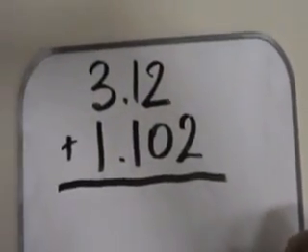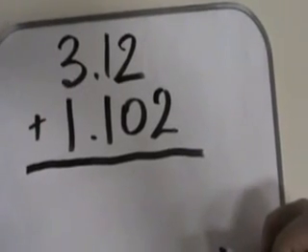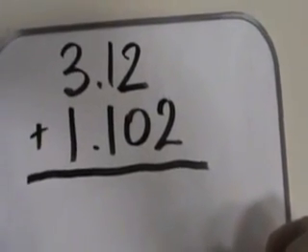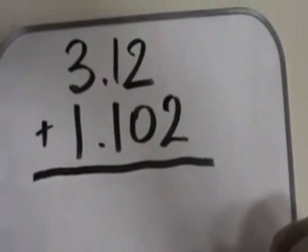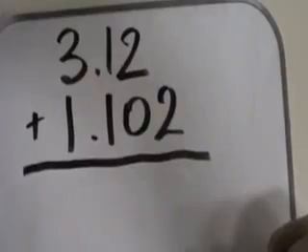Alex, so we've got two decimal values here. We're going to try to add them, and there's a bit of an issue with one of them, so show us what your strategy is here.